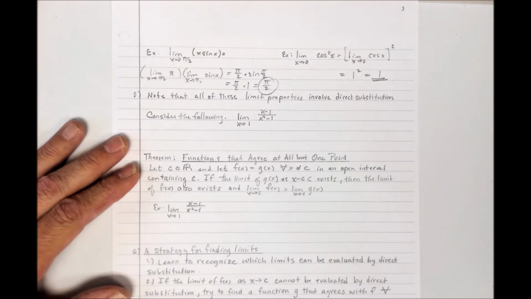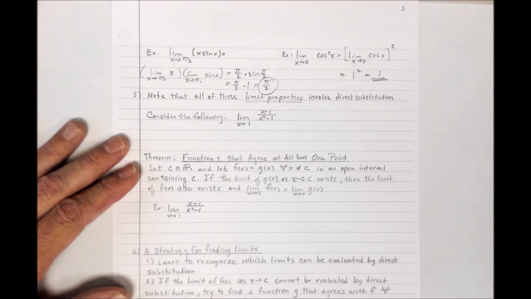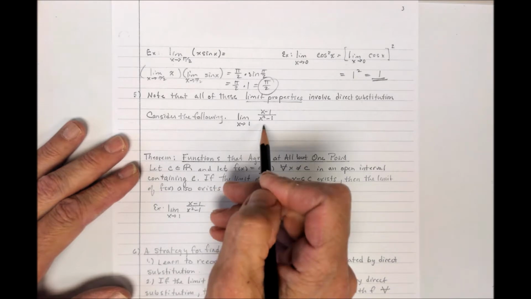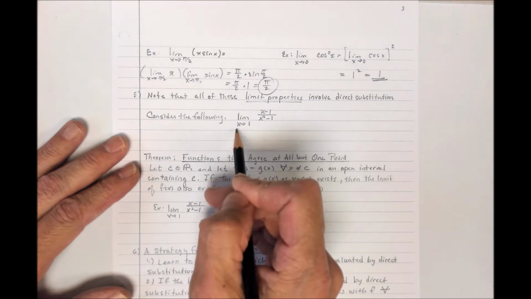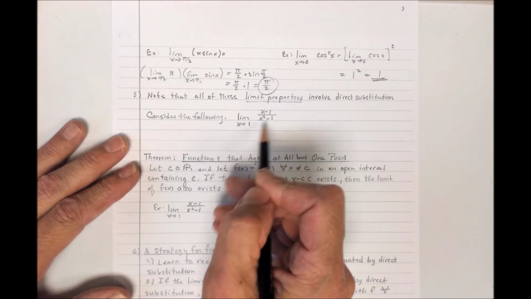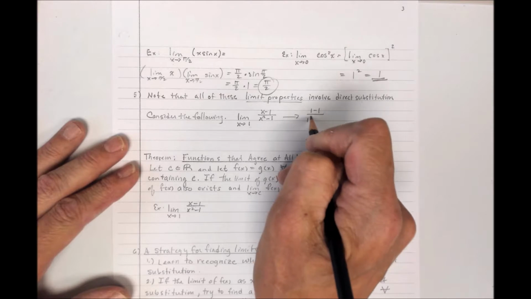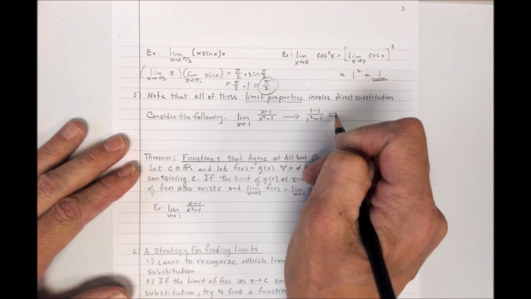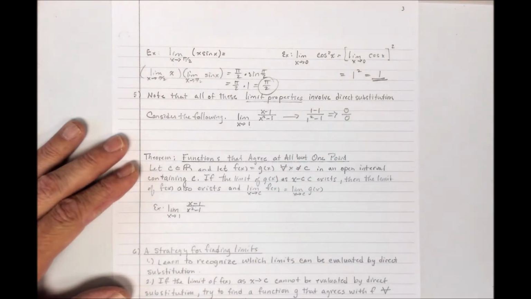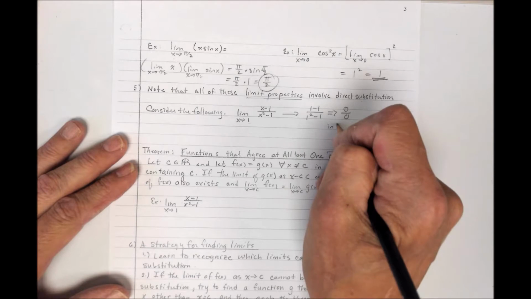Now it says, note that all these limit properties involve direct substitution. Well, what happens here if we try direct substitution? The limit as x approaches 1 of x minus 1 over x squared minus 1. If I use direct substitution, I would get 1 minus 1 over 1 squared minus 1. I would get 0 over 0. Now, I may have mentioned this before. I believe I have. 0 over 0 is what we call an indeterminate form.